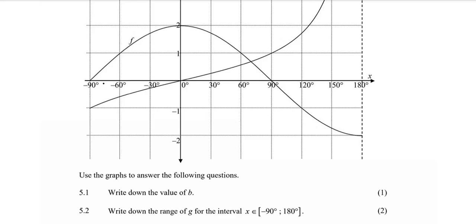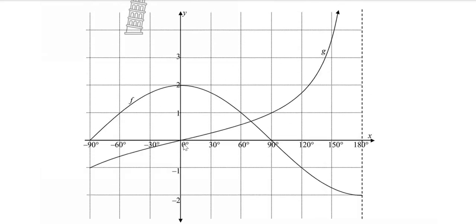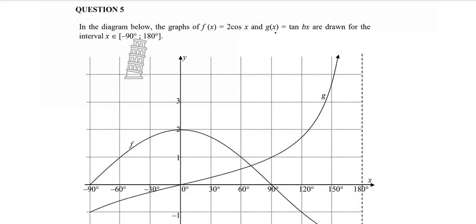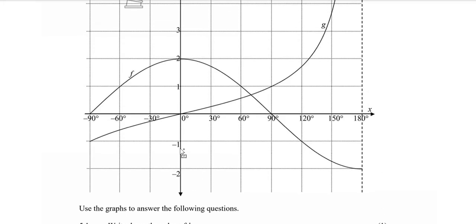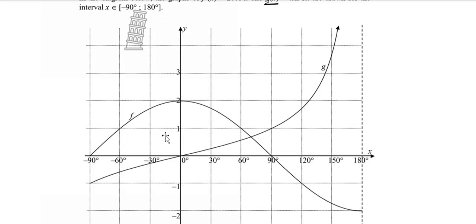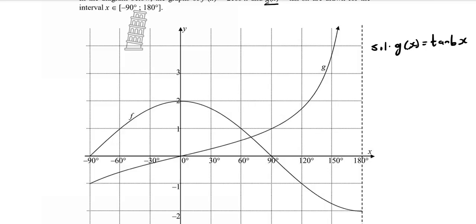When they say write down the value of b, our b is in the equation of g of x. This equation has a b there. They want us to write down the value of this b. So what are we going to do? Let's say here 5.1. I want you to understand 5.1. Do you get me? And g of x is equal to tan of bx. Do you get me?